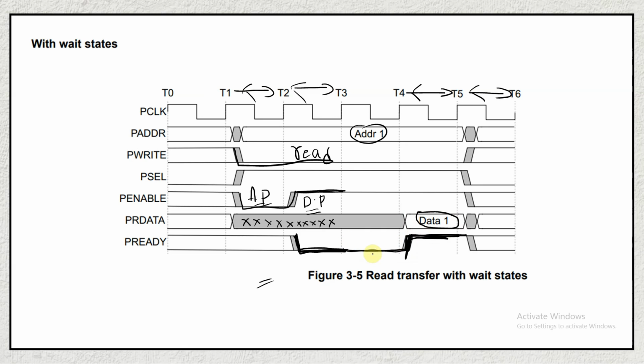Until your PREADY is equal to 1, you're not supposed to get any data on the PRDATA bus. Now if your PREADY is equal to 1, then the slave will put the data on the PRDATA bus, and until your PREADY is equal to 1, the master is not going to change any particular signal. Now if your PREADY is equal to 1, then in the very next cycle the master is going to end the transaction. So this is how we are going to work with read transfer with wait states.